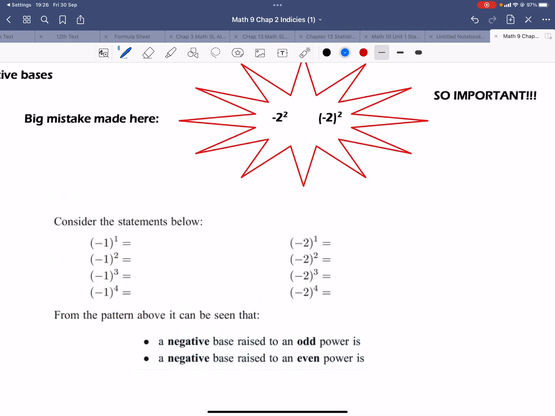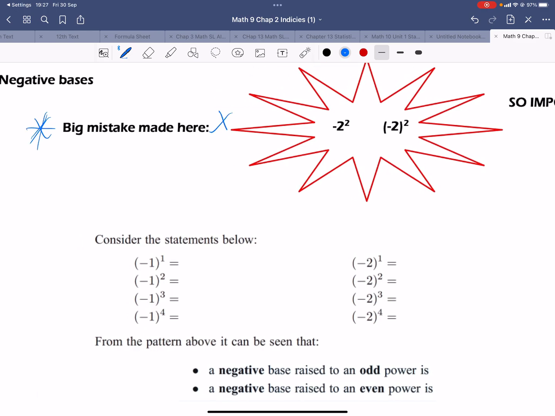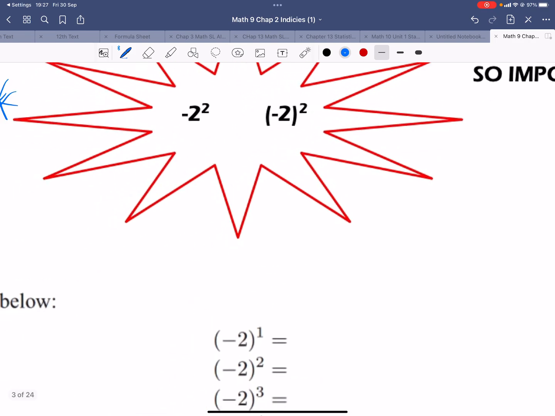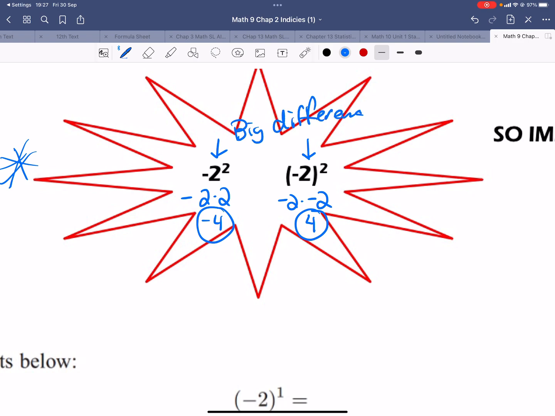All right, so moving on. Negative bases, big mistake made here. Huge mistake. This is probably the biggest mistake people make when we do exponents. And I don't know how to express it any better. So this example right here is negative 2 times 2. So the answer is going to be negative 4. This one right here is negative 2 times negative 2. So the answer is going to be positive 4. Big difference between these two. Big, huge difference. And so many people make this mistake all the time.